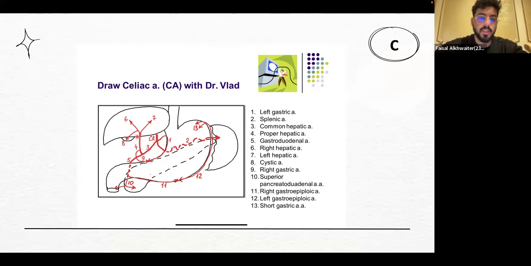Okay? Guys, if you can't seem to memorize the arteries, you can watch Dr. Vlad's recording, 15th batch. He draws the arteries and their branches and everything. When you draw the arteries and what they supply along the stomach, it's really going to help you. Please keep in mind this is really important.